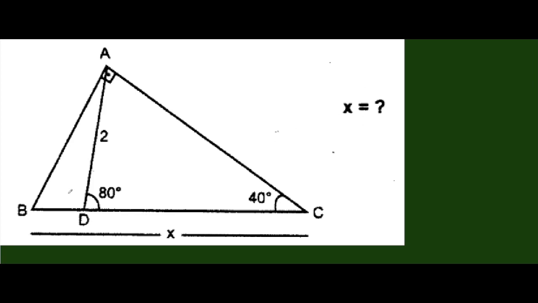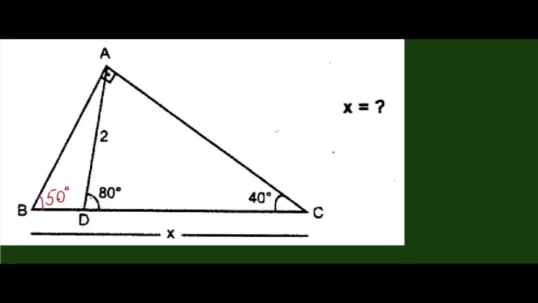In order to do that, we have to know the term of sines. So, the law of sines. What is this? We're given that this angle is 90 degrees, and we know that this angle will be 50 degrees.